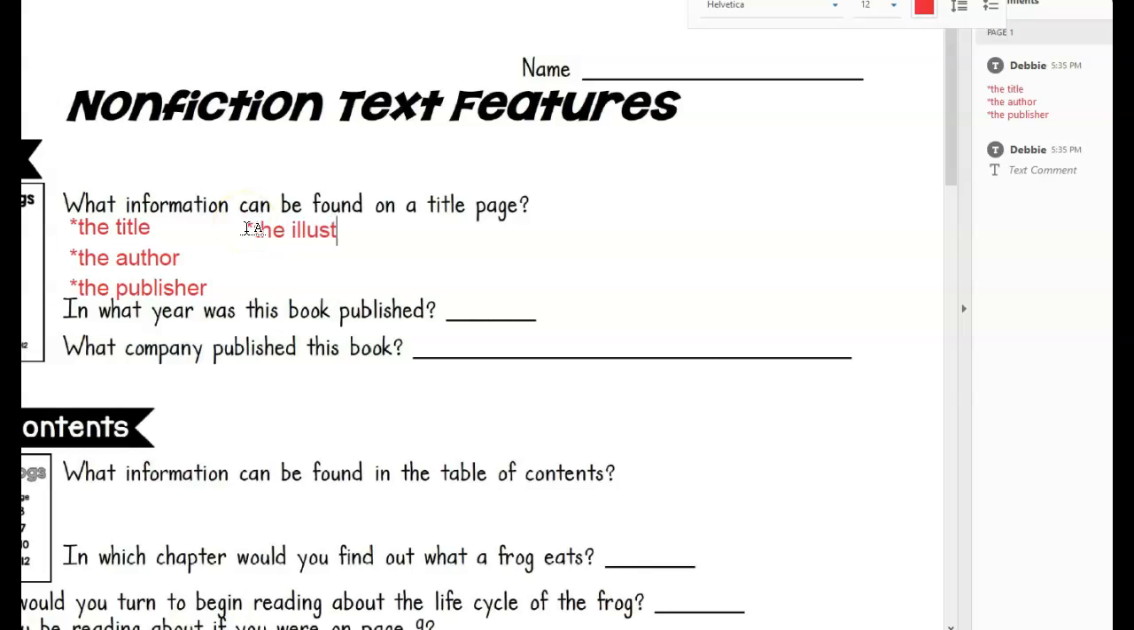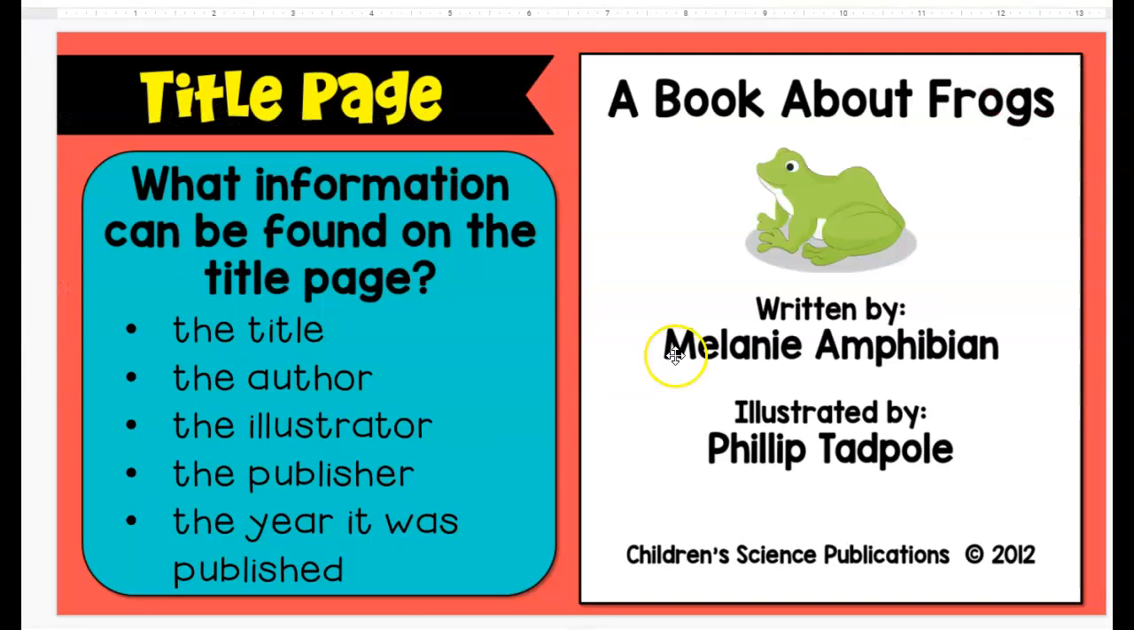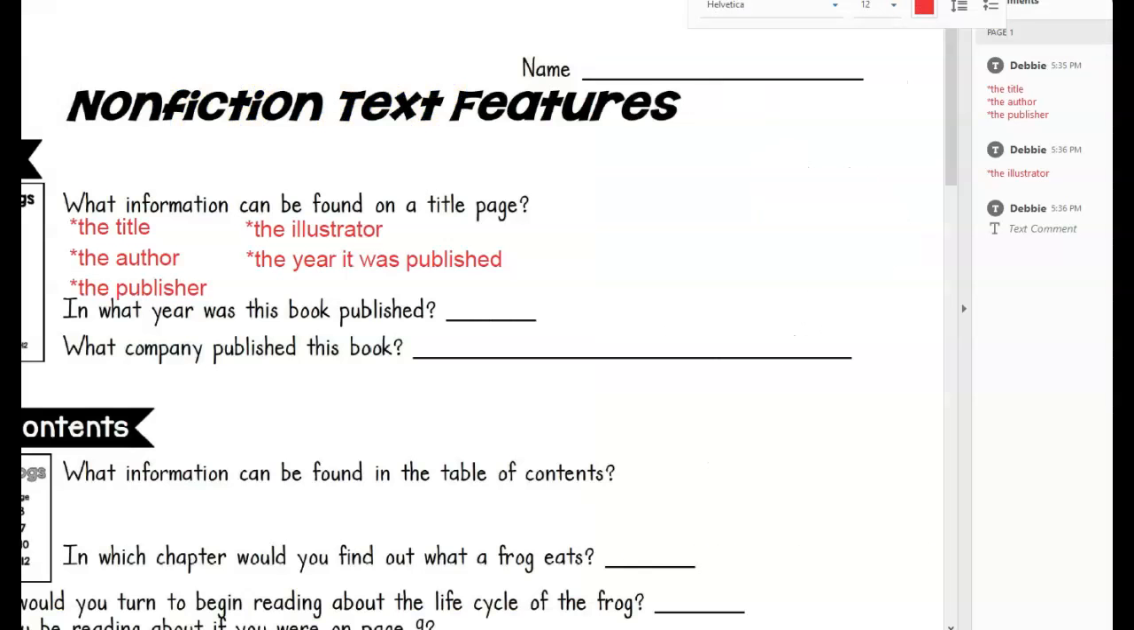The illustrator. And another one, we'll go down here, was the year. The year it was published. Okay, and what year was this book published? Let's go back and look. The year right down here says 2012, and it's Children's Science Publication.